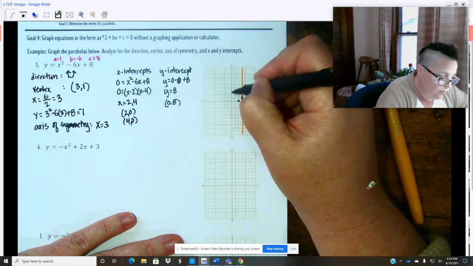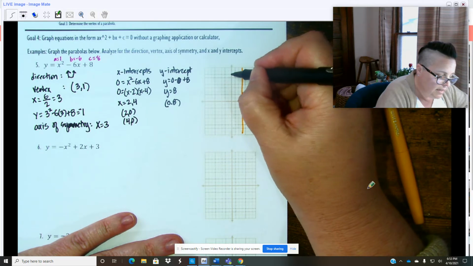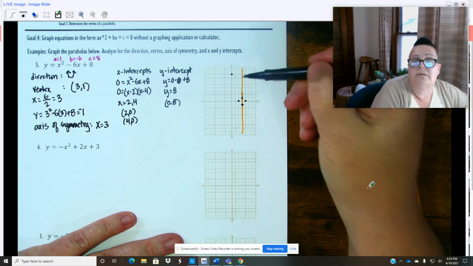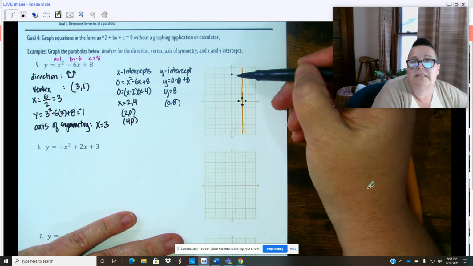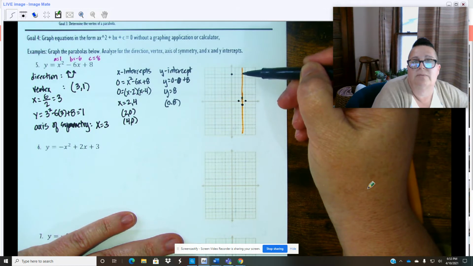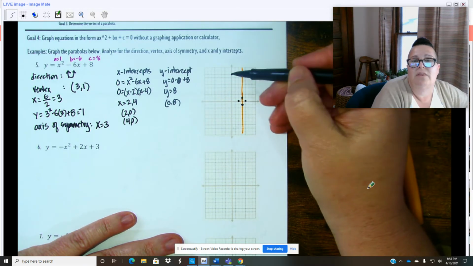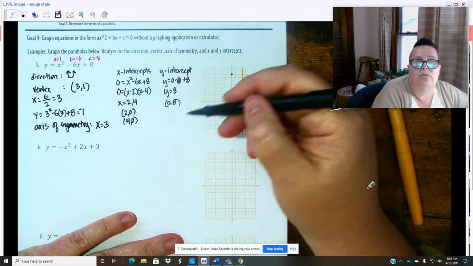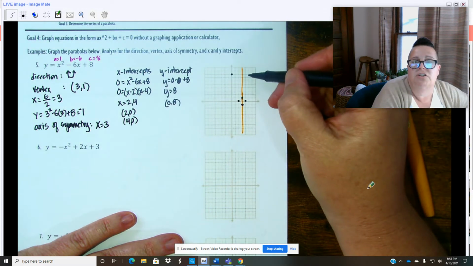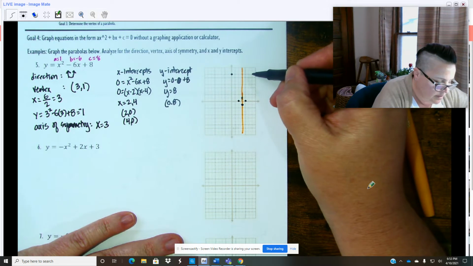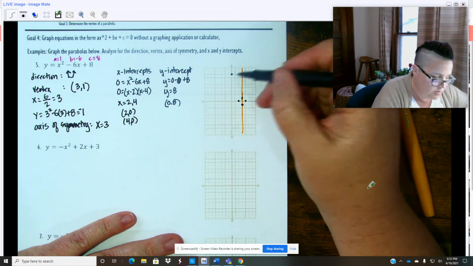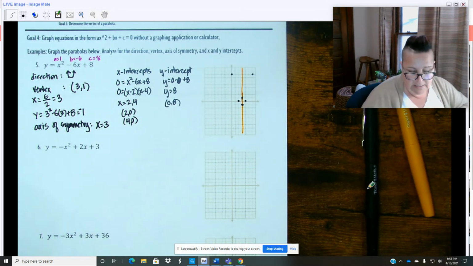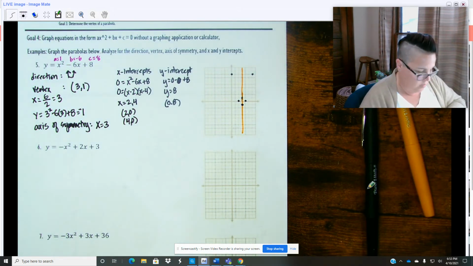0, 2, 4, 6, 8. Now, using my axis of symmetry, since this guy is 3 units from the axis of symmetry, even without going through all the rigmarole, I know I should have another point, 1, 2, 3 on the other side of that, because the axis of symmetry should fold over. This tells me I can draw my parabola.